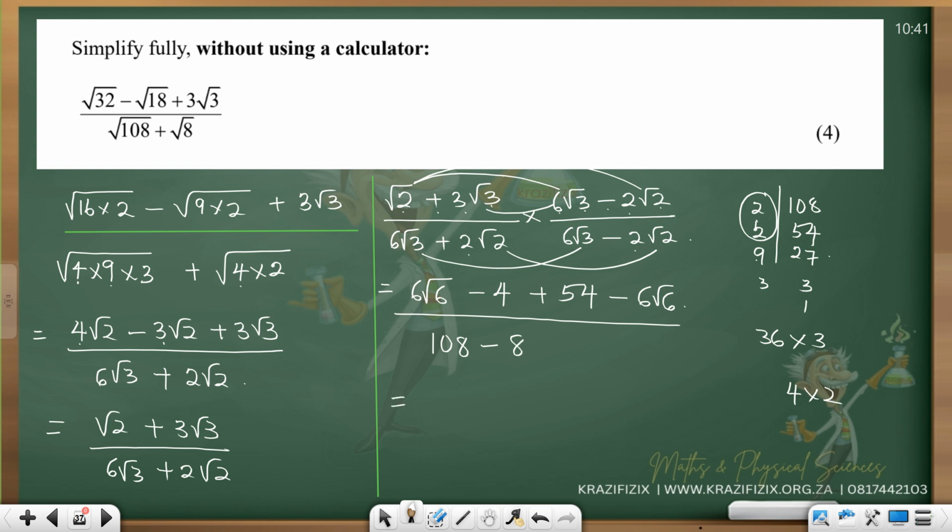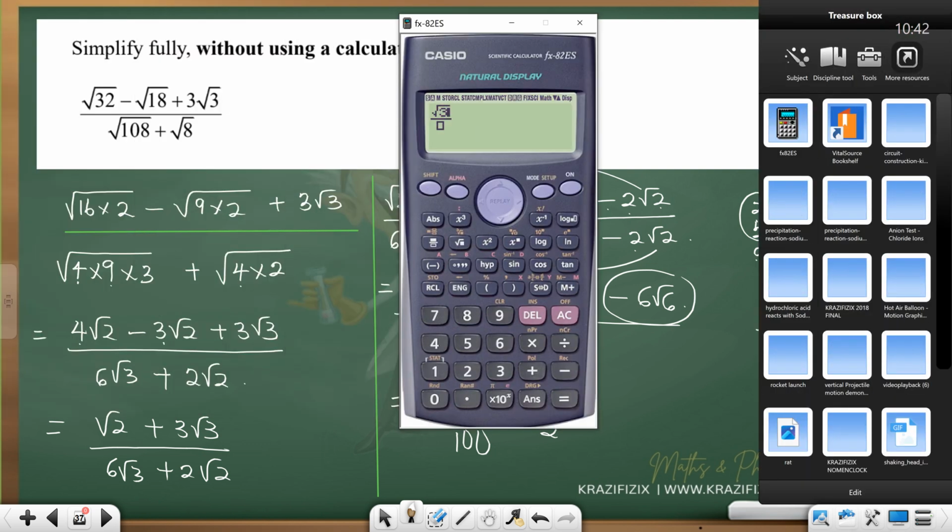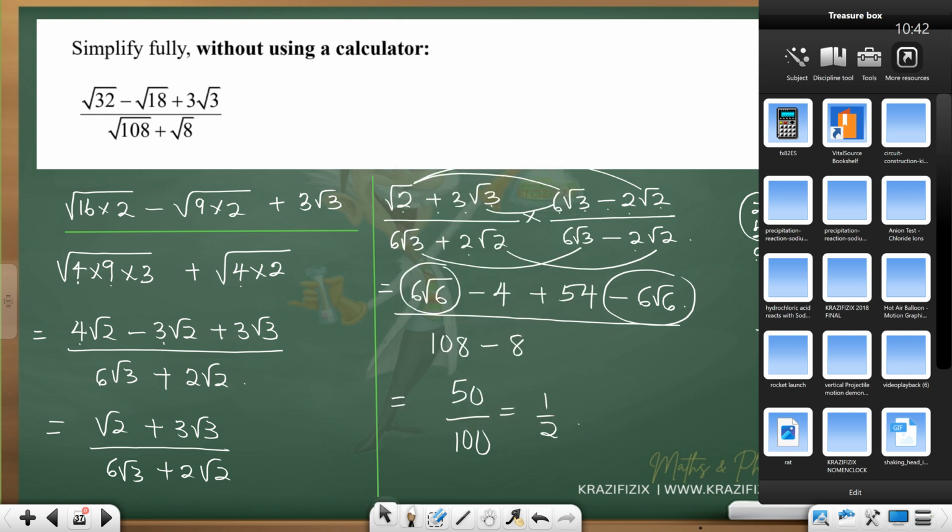Okay, so what do you notice? And 54 minus 4 is 50 over 100. Wow. Let's check. 1 over 2. Before you start writing corrections, let's check. Root 32 minus root 18 plus 3 root 3 over root of 108 plus root of 8. 1 over 2.